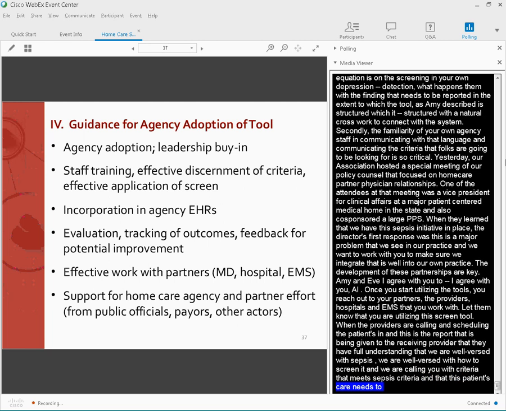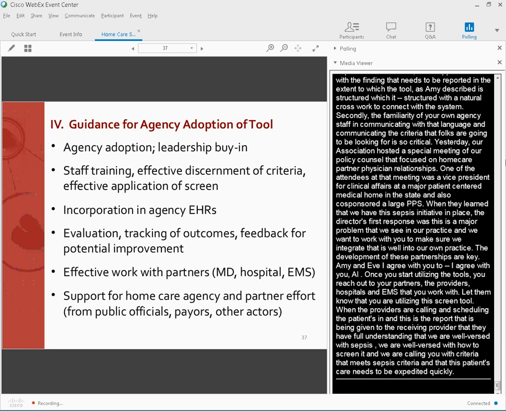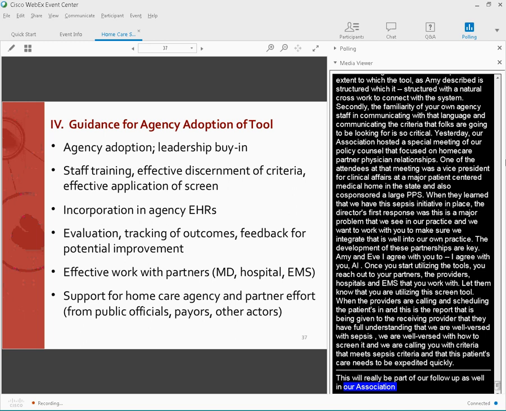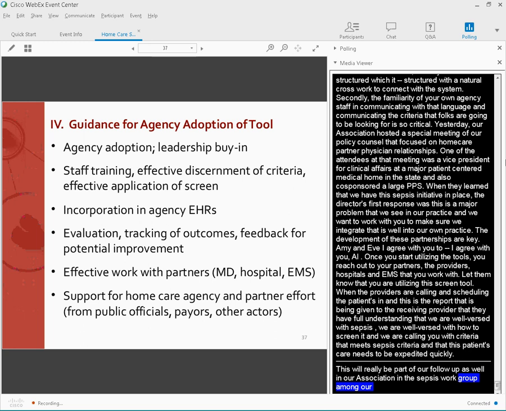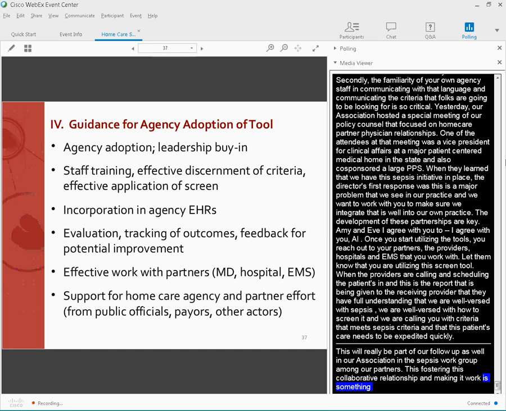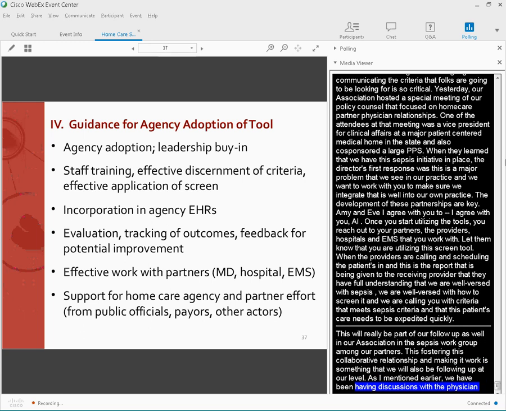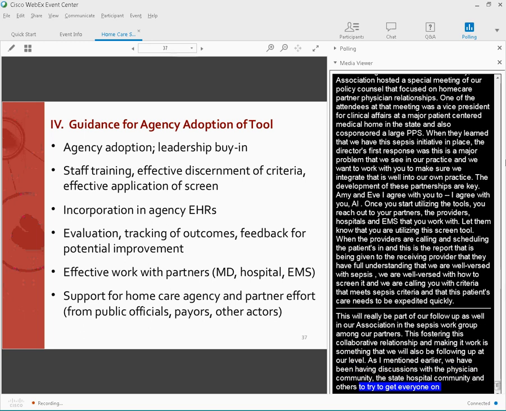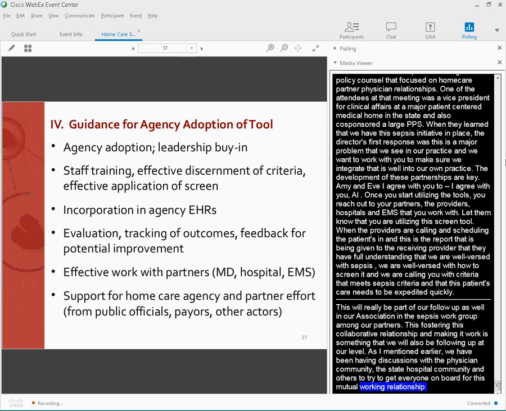And this will really be part of our follow-up effort as well in our association, in this sepsis work group among our partners. Fostering this collaborative relationship and making it work is something that we will also be following up at our level. As I mentioned earlier, we've been having discussions with the physician community, with the state hospital community, and with others to get everyone on board for this mutual working relationship. We've actually had some discussions with the State Hospital Association and the United Hospital Fund on how we might craft a grant that would support some of this collaborative development.